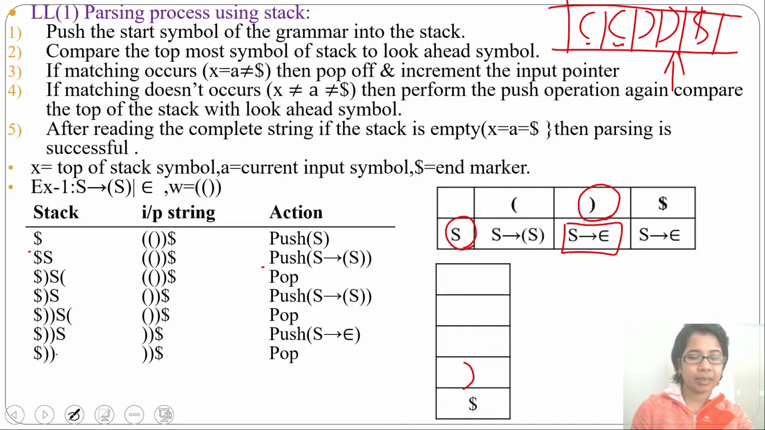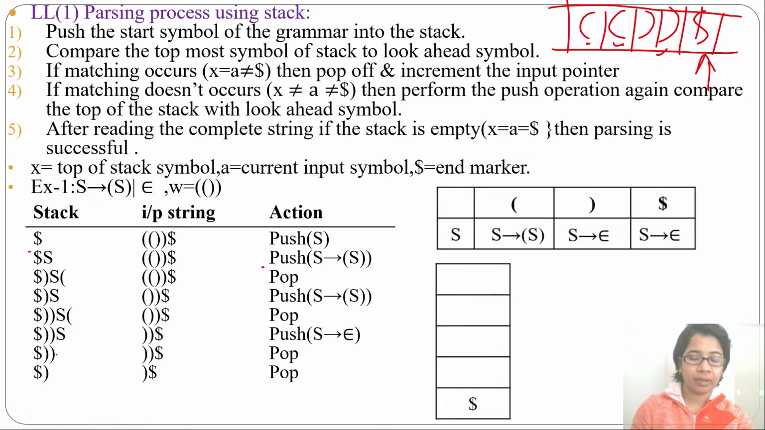Now what will be the stack content? The stack content will be one end bracket and the input string will be one end bracket. Now also it is matching. Top of the stack is end bracket, and the input pointer is pointing to end bracket. It is matching, so we'll simply pop it and increment the input pointer. Now what is the stack content? The stack content is simply a dollar, and the input pointer is pointing to simply a dollar. This is step 5.